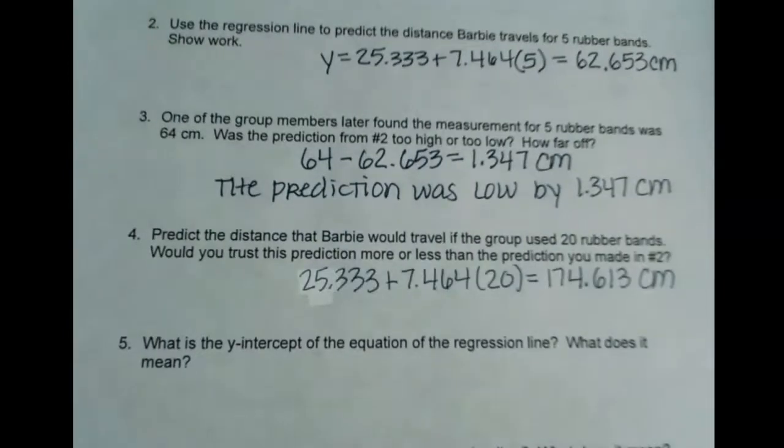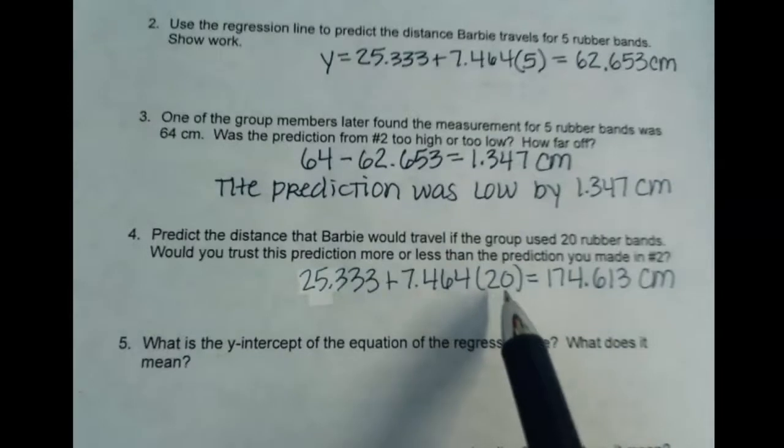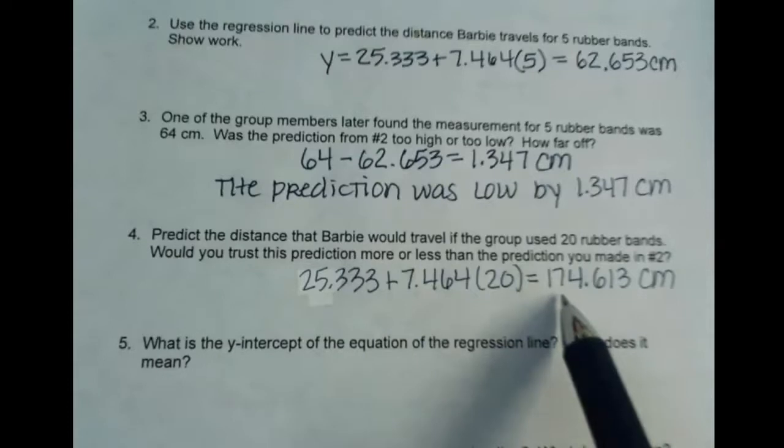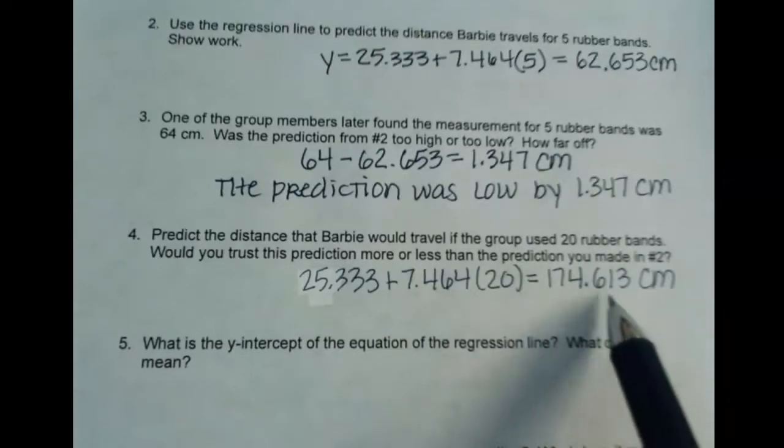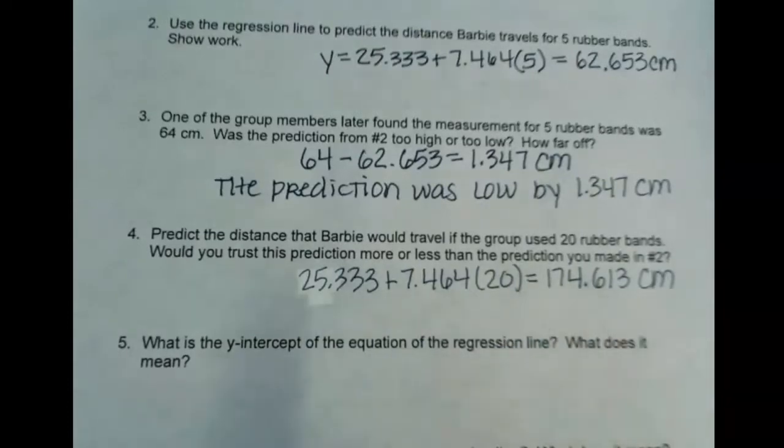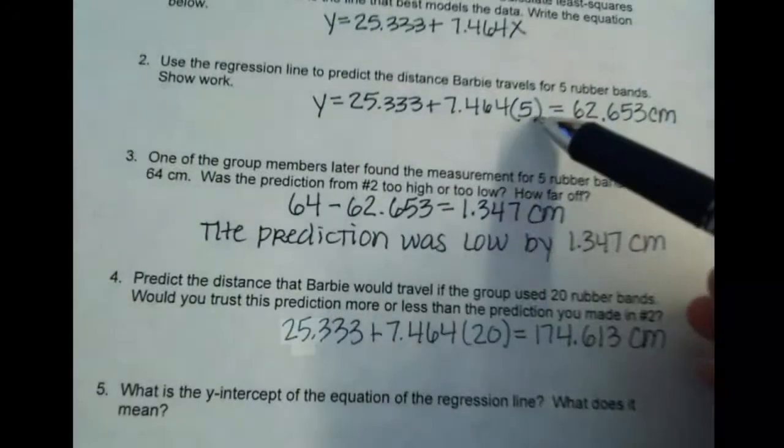So when I inserted 20 for my number of rubber bands, because number of rubber bands is an x value, I came up with 174.613 centimeters would be the distance traveled. Okay, so the second part of this question is, would you trust this prediction more or less than the prediction we made for number 2? Number 2 was for 5 rubber bands.